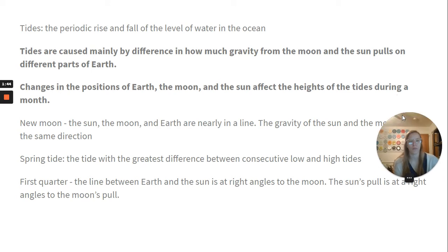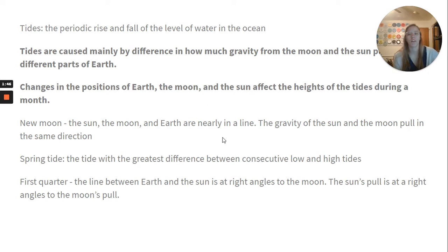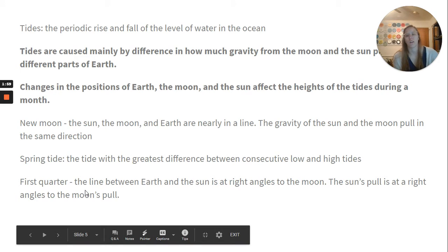So, during a new moon, the sun, the moon, and Earth are nearly in a line. The gravity of the sun and the moon pull in the same direction. We have a spring tide, which is the tide with the greatest difference between consecutive low and high tides. First quarter moon. The line between Earth and the sun is at right angles to the moon. The sun's pull is at a right angle to the moon's pull.